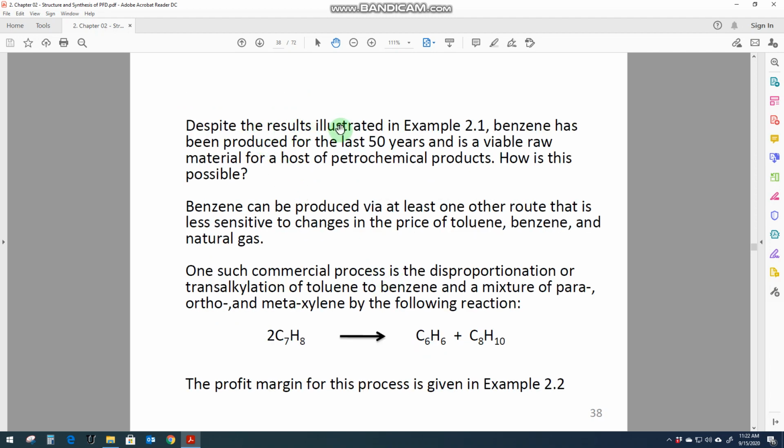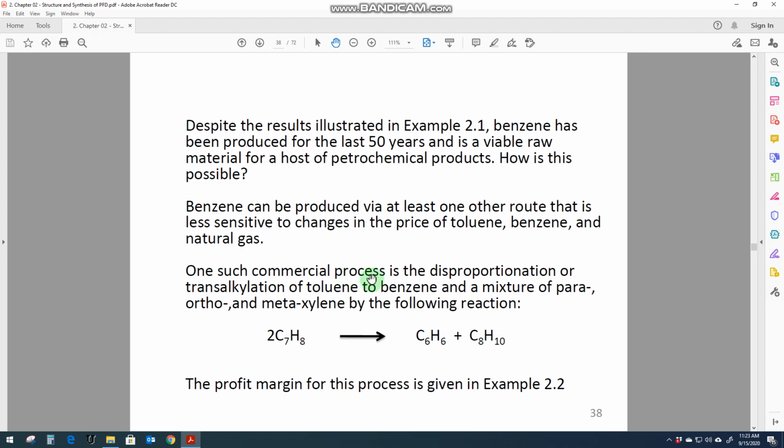Despite the results illustrated in the earlier example, benzene has been produced for the last 50 years and is a viable raw material for a host of petrochemical products. How is this possible? Benzene can be produced via at least one other route that is less sensitive to changes in the prices of toluene, benzene, and natural gas. Now we can have another route through which we can produce the benzene, and it is less sensitive to the market changes or in the prices of toluene, benzene, and the natural gas.